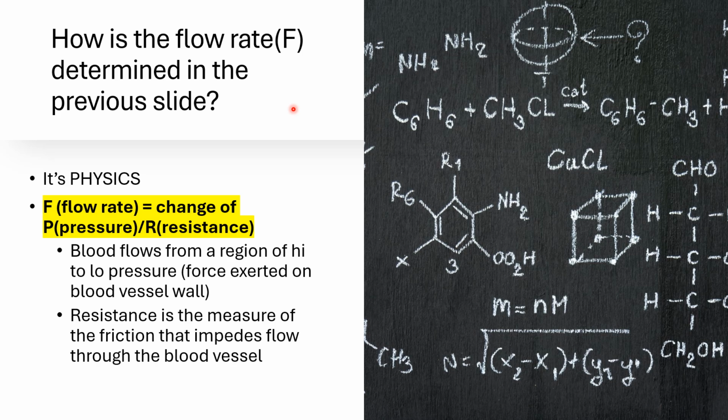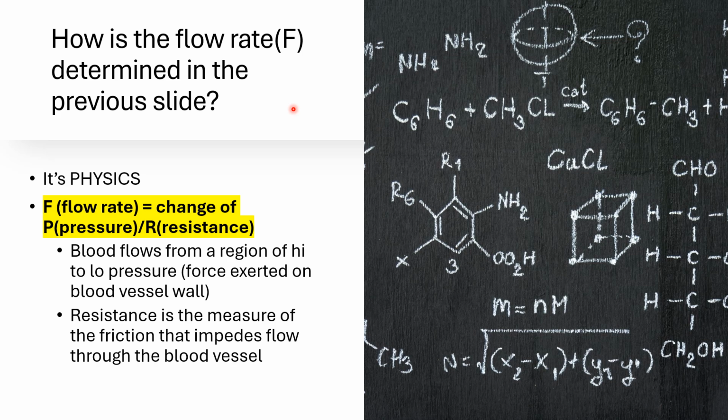So how do you determine the flow rate? It's physics, a change of pressure divided by a change of resistance. It's very, very similar, although not exact, to what we look at in electrical flow. There is a difference because a blood vessel has a lumen and a copper wire does not. But blood flows from a region of high to low pressure. Resistance is a measure of the friction that impedes the flow through the blood vessels.